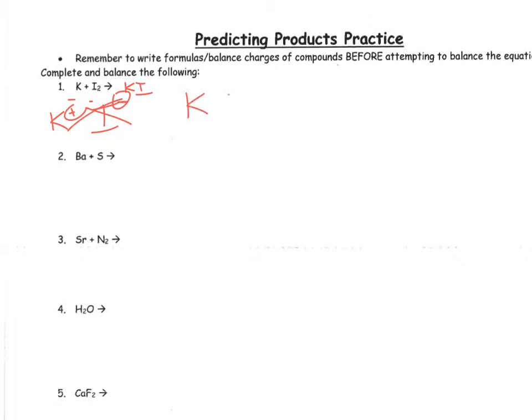Now, if I have potassium and my iodine, which is diatomic, and I make KI, I need to balance that. And so if I've got 2 iodines on the left, I'm going to need at least 2 there. When I do that, I make 2 potassium, so I need a 2 there, and there I go. I have it balanced. I've predicted my product and balanced the chemical reaction.